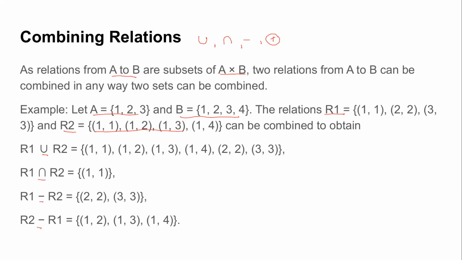Like if you look at R1 union R2, by the same logic it consists of those pairs which belong to R1 or to R2 or both. You can see all possible pairs that are in R1 and R2 have been listed here. You can see 1 1, 1 2, 1 3, 1 4, 2 2, 3 3.